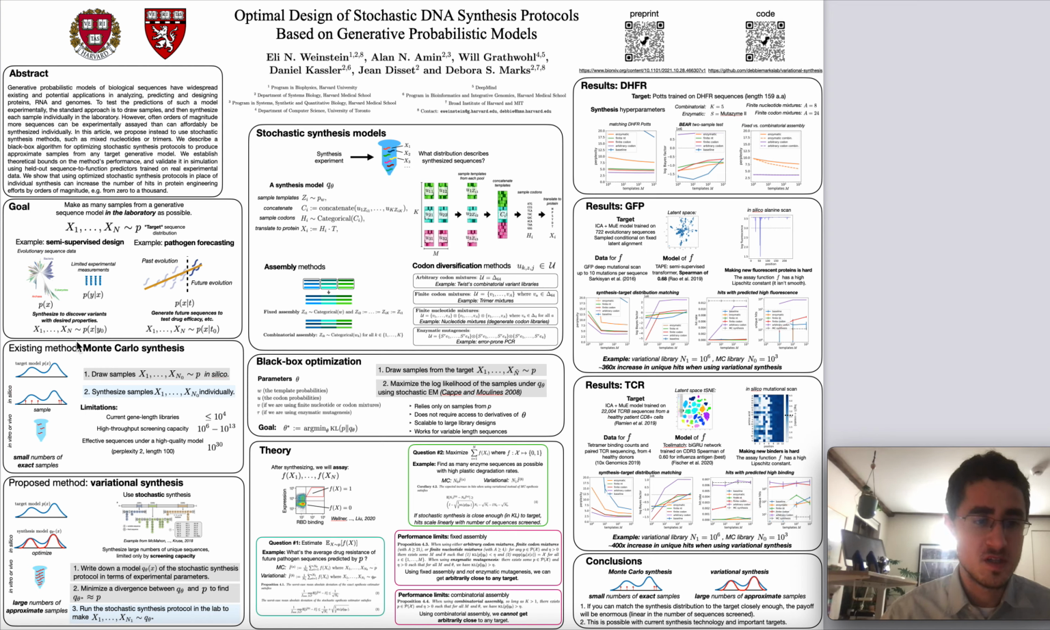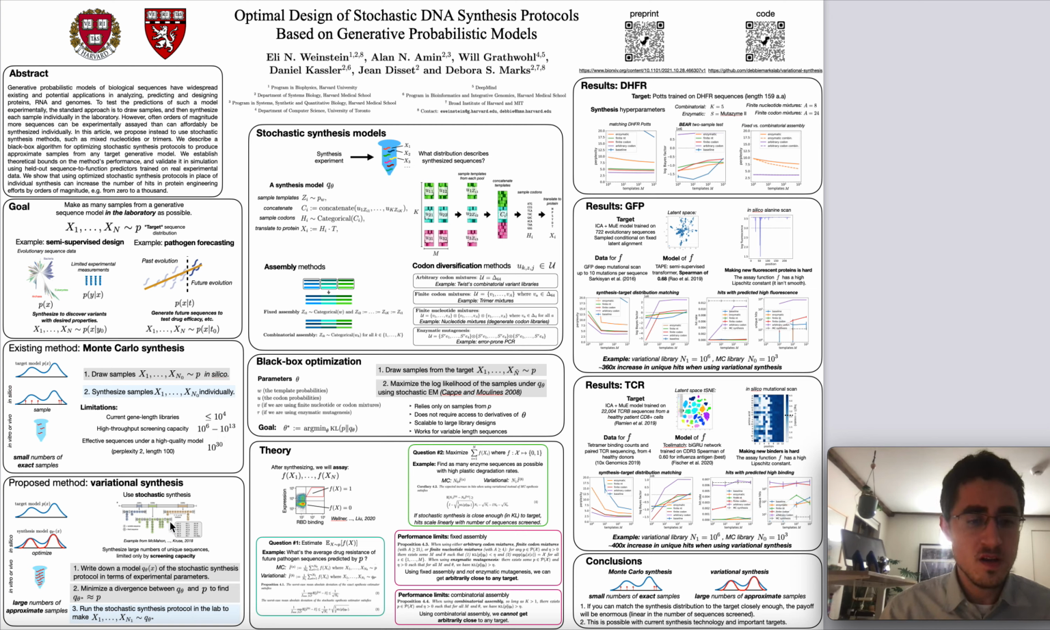Existing approaches to this problem, which we call Monte Carlo synthesis, consist of first drawing samples in silico, and then synthesizing those sequences individually. The issue with this approach is that currently for individual gene length synthesis, it's pretty expensive to go above, say, 10 to the 4th sequences, which is much smaller than many modern high throughput screens can handle, which could go to 10 to the 6th or 10 to the 9th or even above.